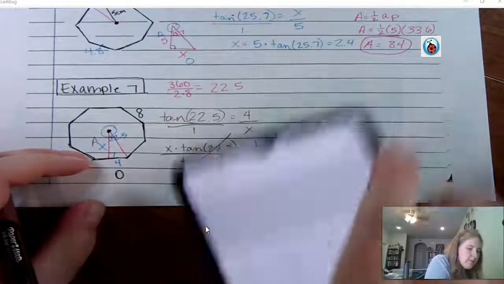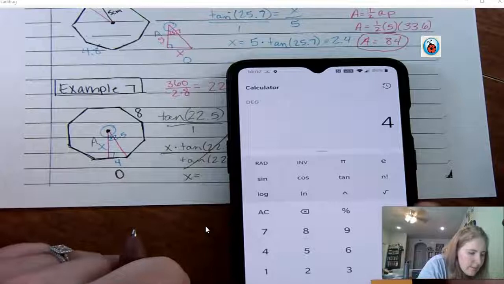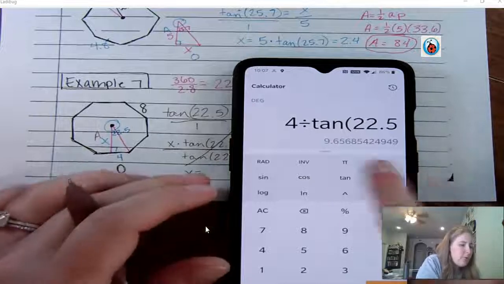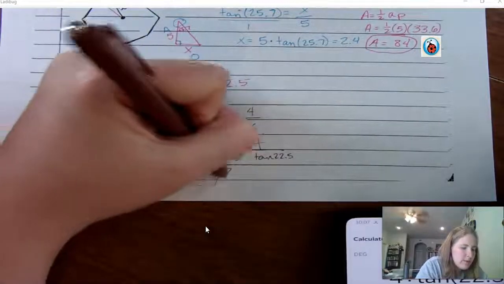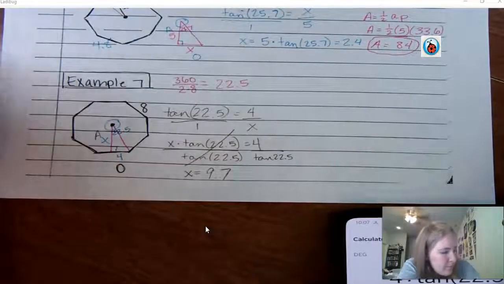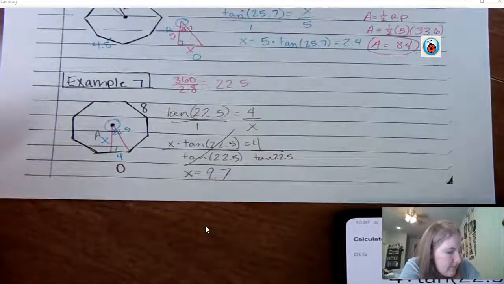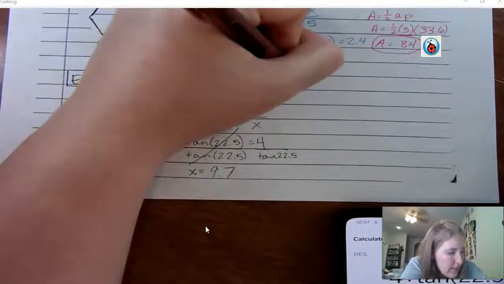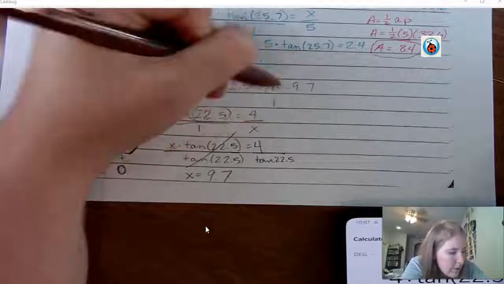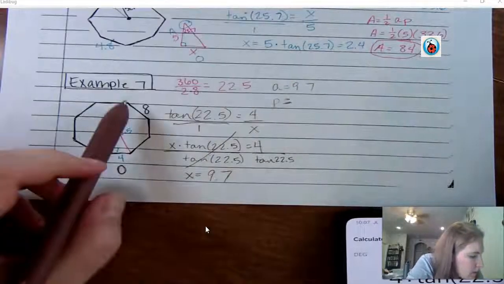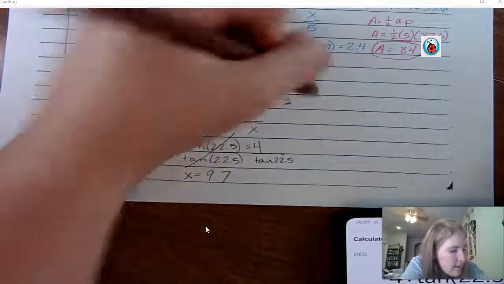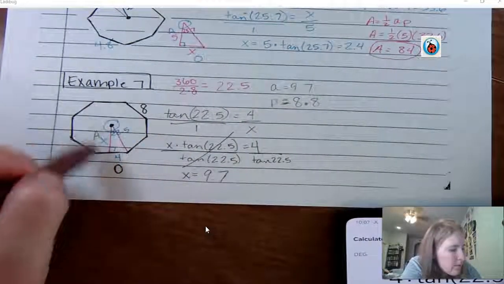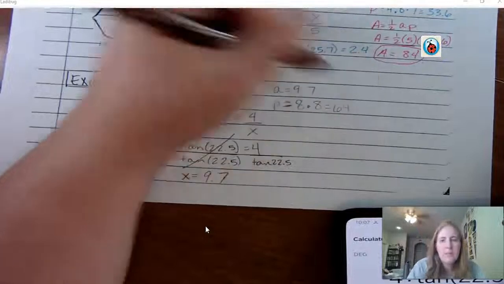So I'm going to put that in the calculator. X equals 4 divided by tangent of 22.5. So we're actually going to end up with 9.7 here, because we're going to round everything to the nearest tenth as we go. So x is going to be 9.7. Therefore, we now have our apothem. So our apothem is 9.7. Our perimeter, we don't know yet, but we have the tools to figure it out. Each side is 8 units long, and there's 8 sides. So we need to take 8 times 8. 64 is our perimeter.